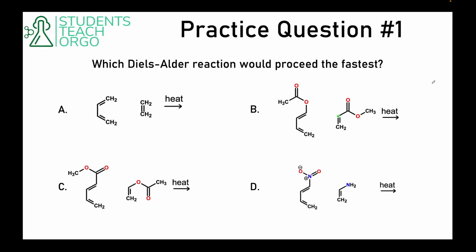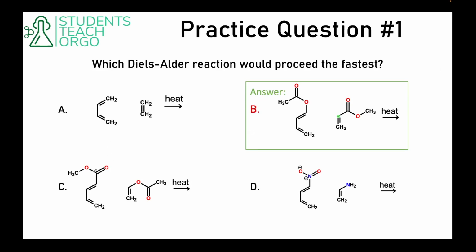So we've got our first practice question here. Which Diels-Alder reaction would proceed the fastest? This is a bit of a tricky question, so take your time, look at it. Feel free to pause the video if you'd like. But I'm going to go on. The answer is going to be B, and it's a bit tricky.